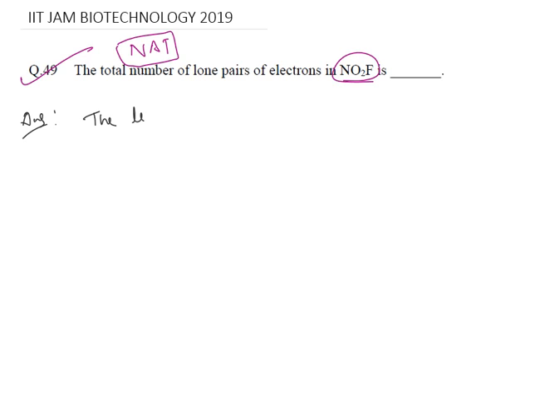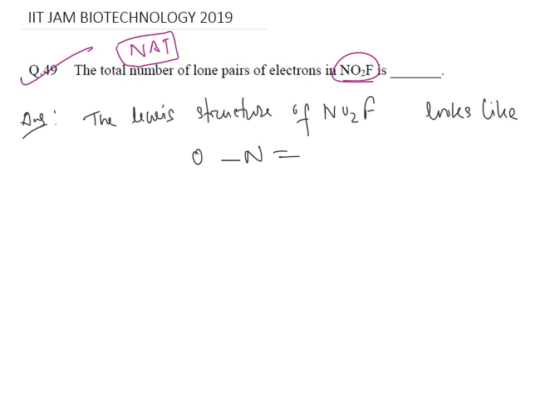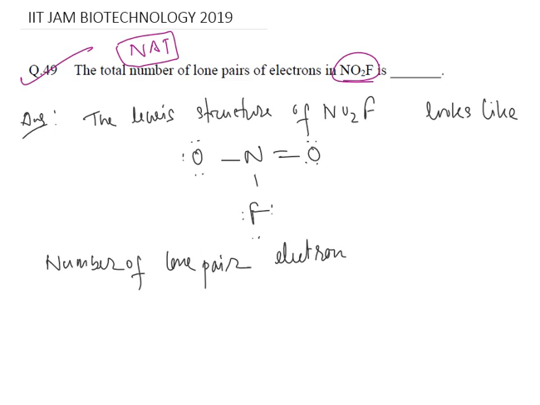As we know that the Lewis structure of NO2F looks like O N O F. Okay. So the number of lone pair electrons in nitrogen is 0.